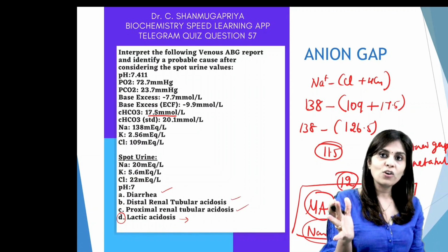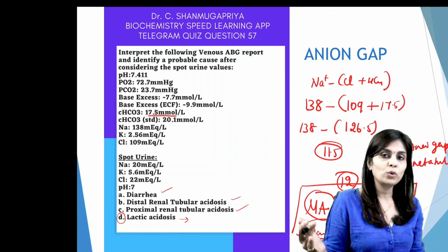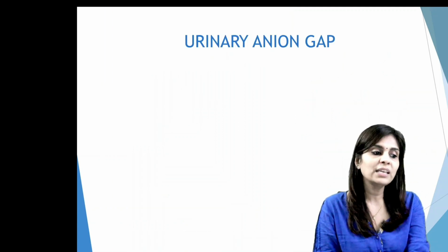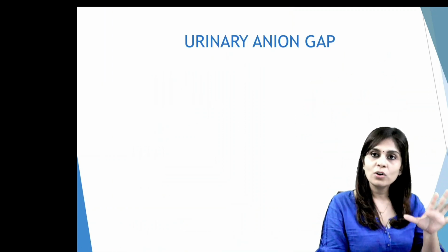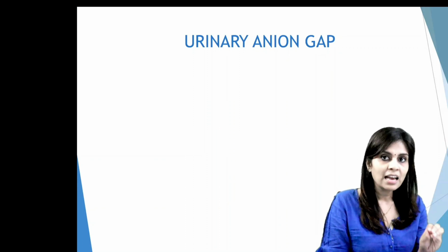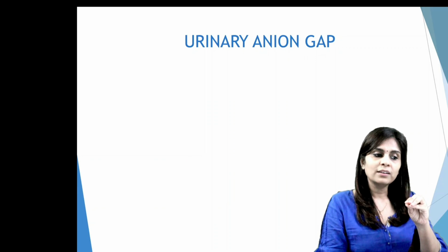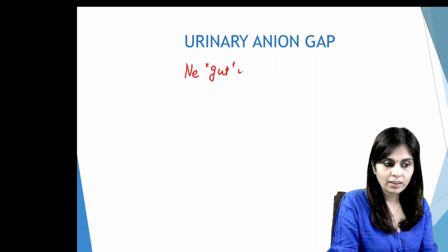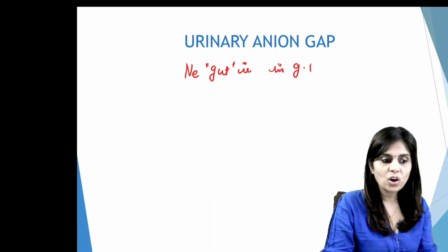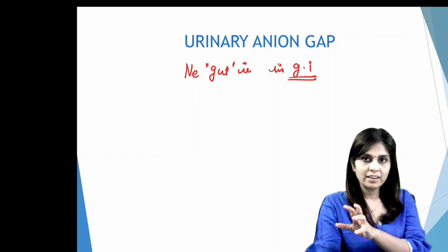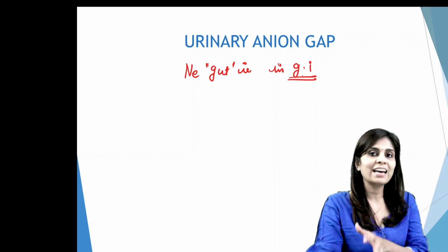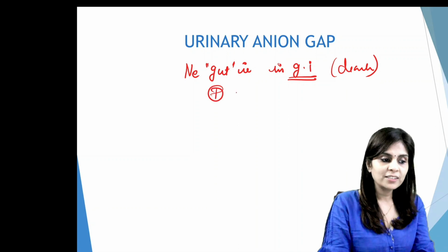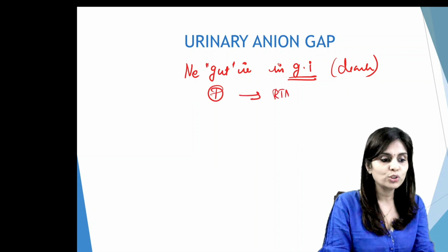Now, in all cases of normal anion gap metabolic acidosis, the next step would be to find out whether it's a GI loss or renal loss. And for that, I should calculate urinary anion gap. Before I tell you what is urinary anion gap and how do we interpret it, I'll give you a short clue. If urinary anion gap is negative, it is gastrointestinal loss of bicarbonate, or it is diarrhea. If urinary anion gap is positive, it is renal loss of bicarbonate, which is renal tubular acidosis.